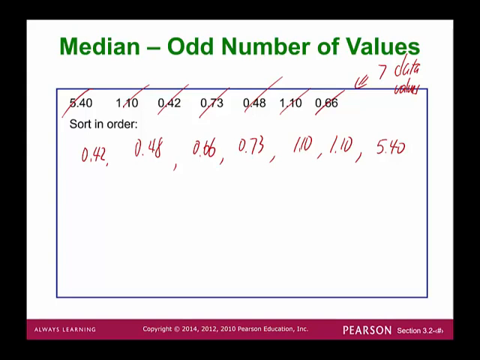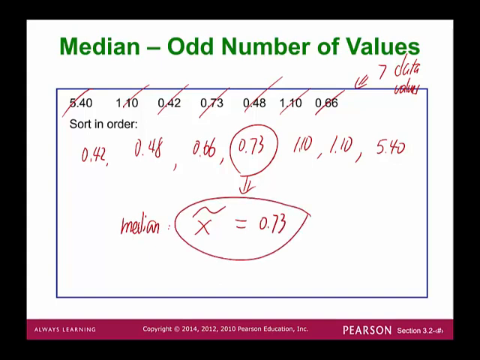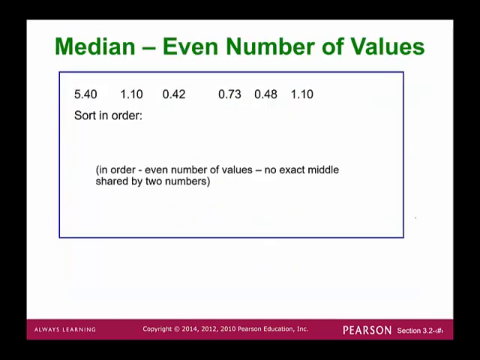Since we have an odd amount of data values, the median is right in the middle. So x tilde, the median, is equal to 0.73. Although we have an extreme value here, 5.4 compared to most of the numbers, since we're using the middle value, our extreme value has very minimal impact on the calculation of the median. Okay. Now let's take a look at another example.